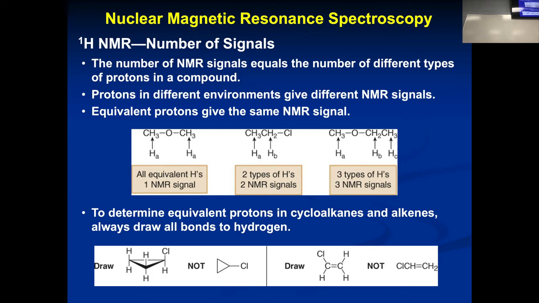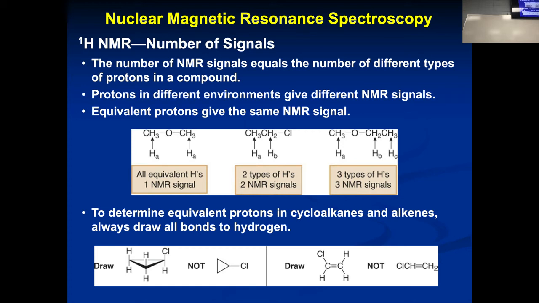Because they're not connected to the same. That's right. This CH3 is attached to a? Oxygen. And this one is attached to a? Carbon. So I'm going to see a signal here, a signal here, and a signal there. I'm going to see three types of NMR signals.